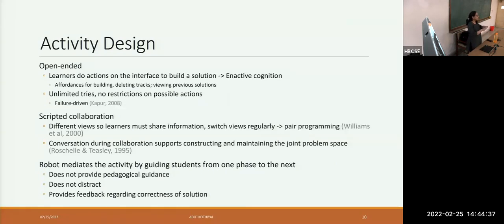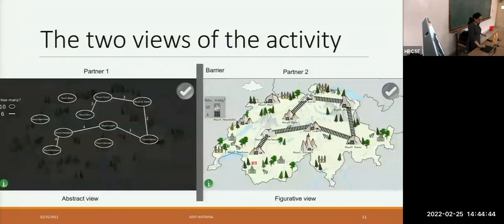So as you can see, it's a pretty bare bones design. We don't have many supports inbuilt over there. A quick reminder of the two views: we have one partner who sees what's called the abstract view, and one who sees this concrete figurative view, and then they share the information.